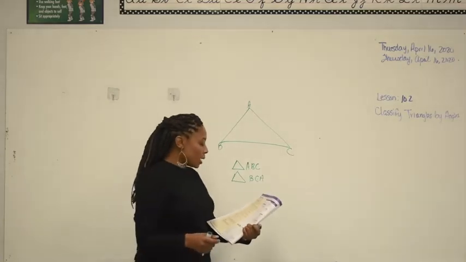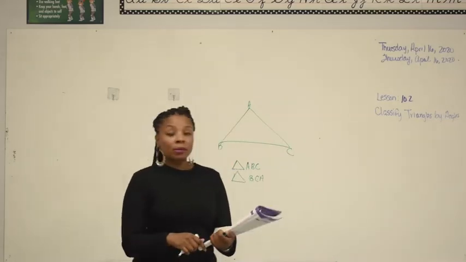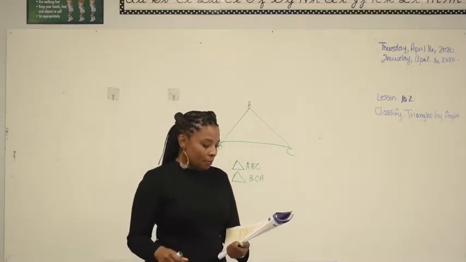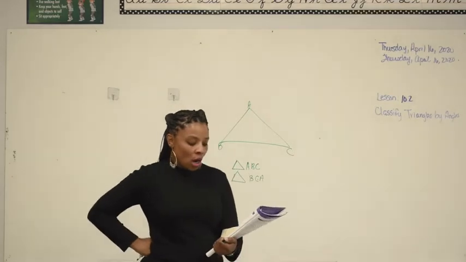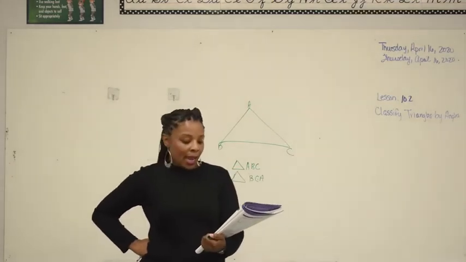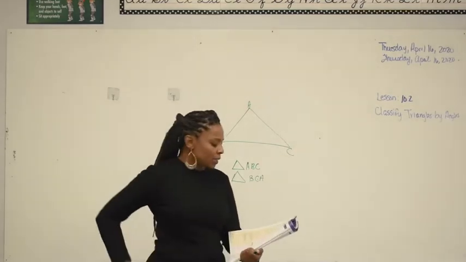So use the triangle color guide to color the triangles below. So look at your triangle color guide right here. Triangle color guide. Red is for one right angle. Blue is for one obtuse angle, and orange is for 3 acute angles. So take a look at it.